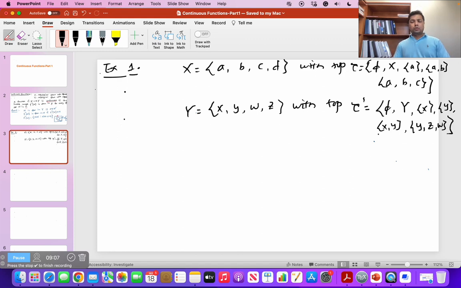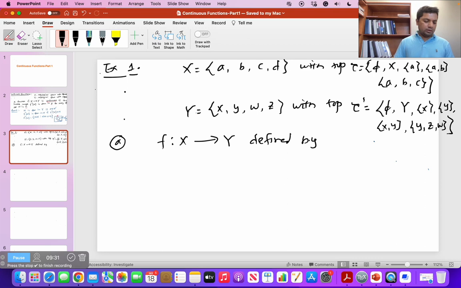So we have two topological spaces, with the topology tau on X and the topology tau prime given by this collection on Y. Okay, in the first part of this example, let's consider a function from X to Y, which is defined by the image of A under f is Y, the image of B under f is Z, the image of C is W, and the image of D is Z. So basically you have something like this.